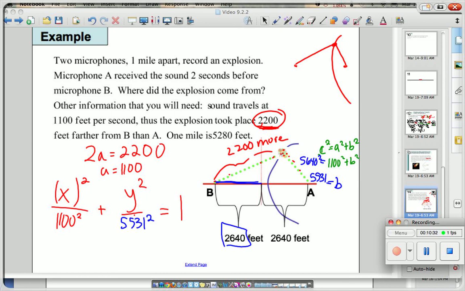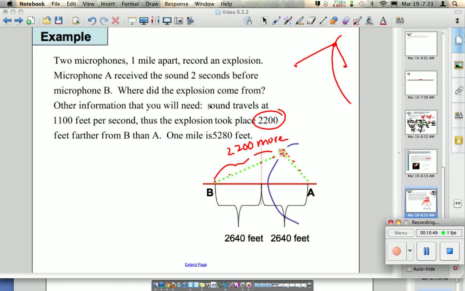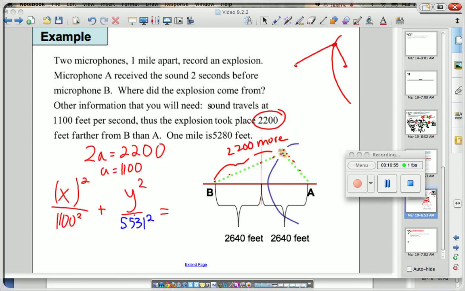Now, this is great. I have a rule to describe where it might have taken place, but it doesn't really tell me exactly where. I actually cannot find exactly where. It could be anywhere along that hyperbolic curve. I could figure out exactly where it is if I had another microphone and another hyperbola that could describe where the explosion took place, and where those two hyperbolas intersect would be the point at which the explosion took place.